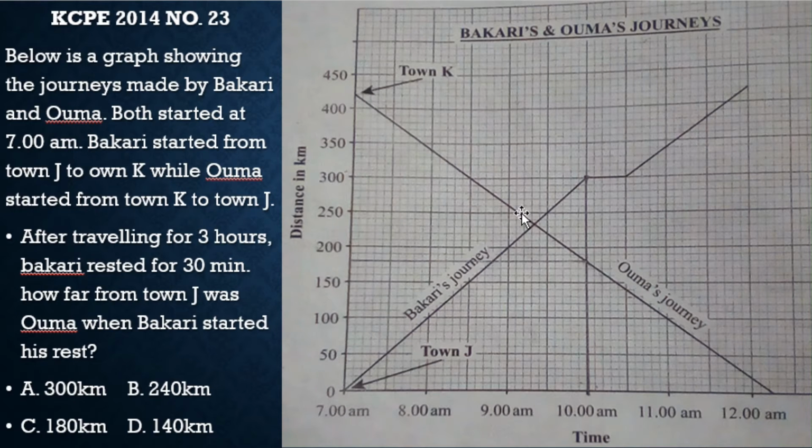So Bakari started his rest at this point here. At this particular time when he started the rest, it was 10 a.m. So at 10 a.m. where was Omar? So we move down with the same line of 10 a.m. until we meet Omar. So we meet Omar at this point here. So at 10 a.m. when Bakari started the rest, this is where Omar was. Then at this point, to get the distance, we move across up to this end here. We have to know the scale used so that we can be able to identify this distance.